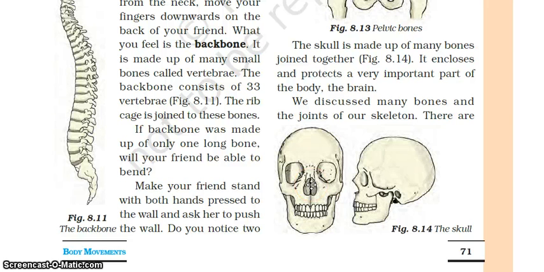Now, what is the function of the backbone? It protects the delicate organ called the spinal cord. It has a spinal cord, a nerve, and this vertebral column protects it. And because of this, we are able to bend also. Because of that, we can stand erect.